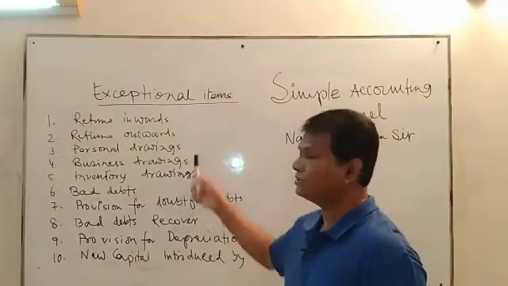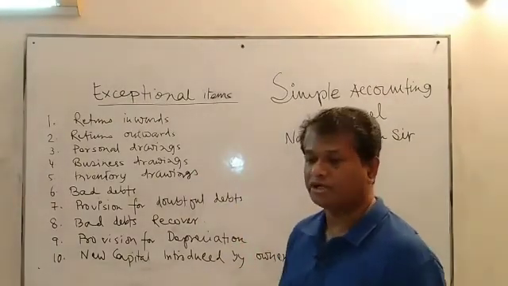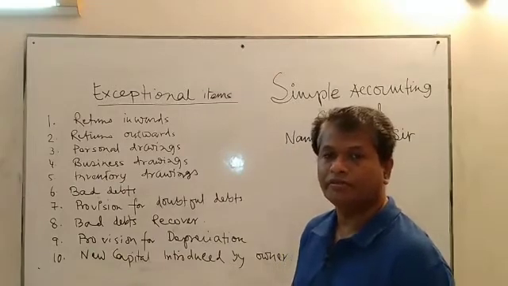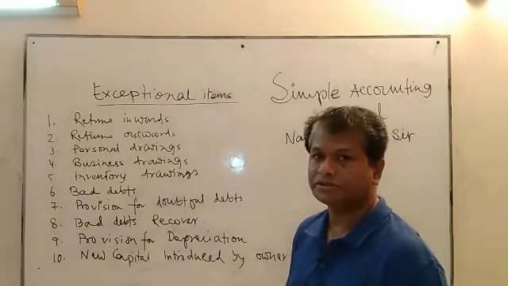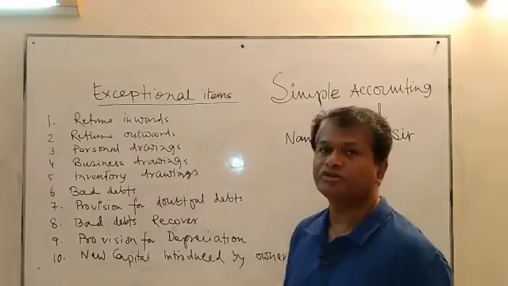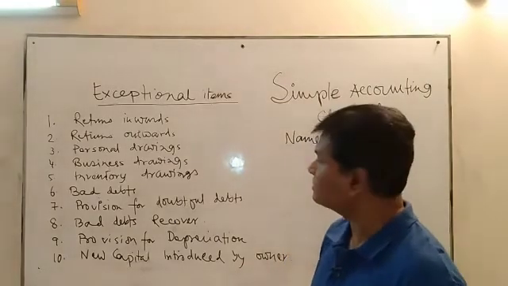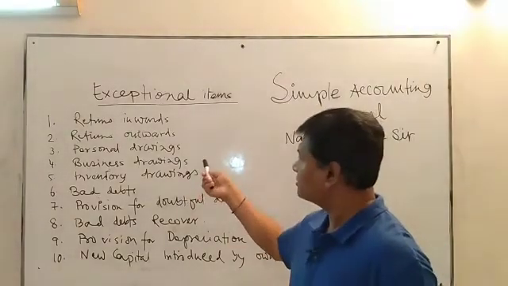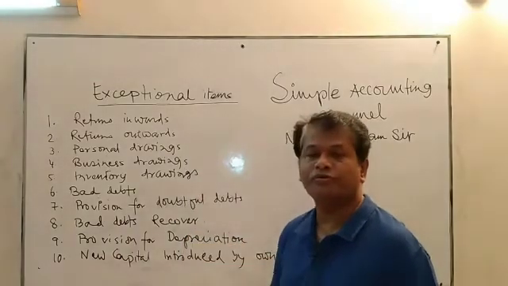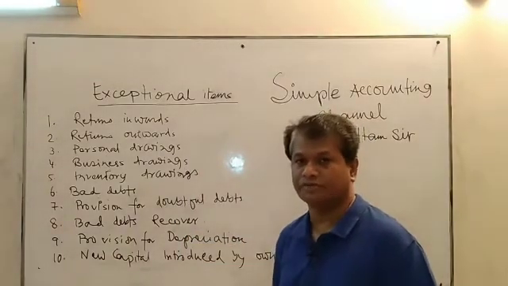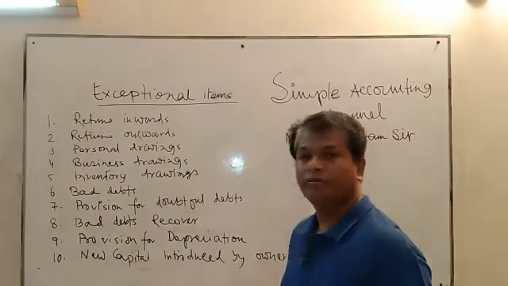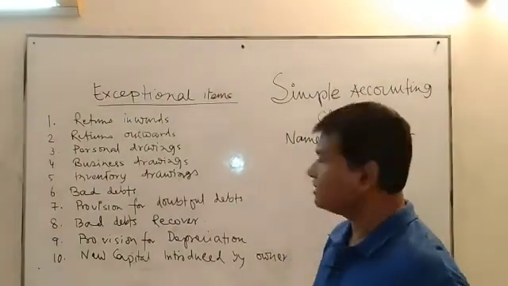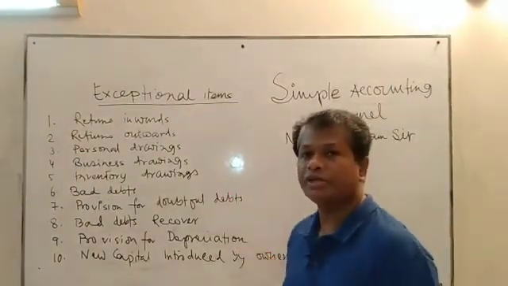Now number three, personal drawings. Maybe money is withdrawn from the bank for personal purposes. This time drawings account is to be debited, bank account is to be credited. And sometimes money is withdrawn from the bank for business purposes. This time cash account is to be debited and bank account is to be credited.